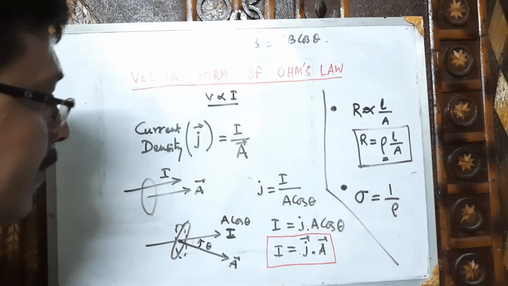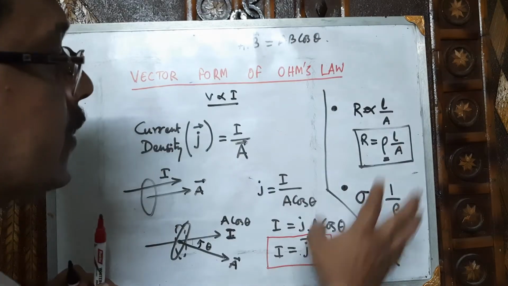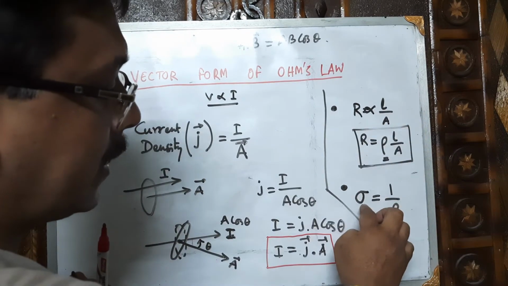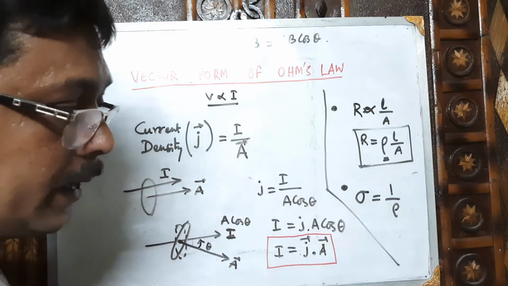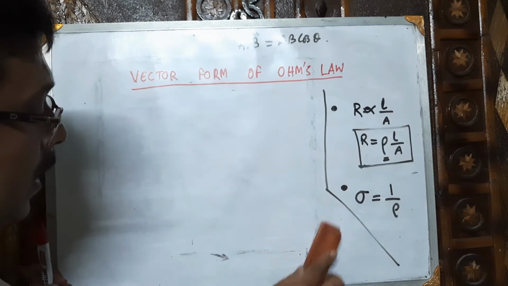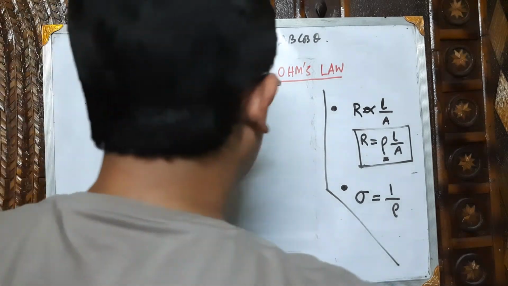Okay. So three terms. One is the current density concept. Second is the resistance, how it depends upon the dimensions in this way, and the sigma, that is the conductance, equal to 1 by the resistivity. Okay. With the help of these three, now I will move to the main discussion, that is the vectorial form of Ohm's law. What is the vectorial form? How can we derive this vectorial form?